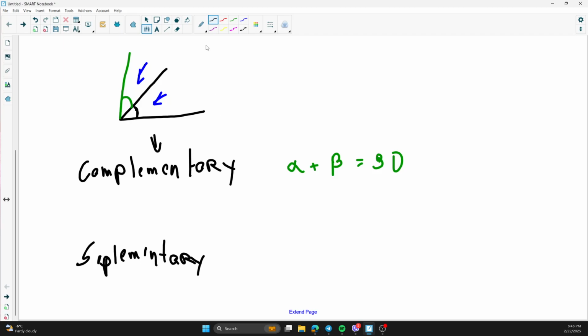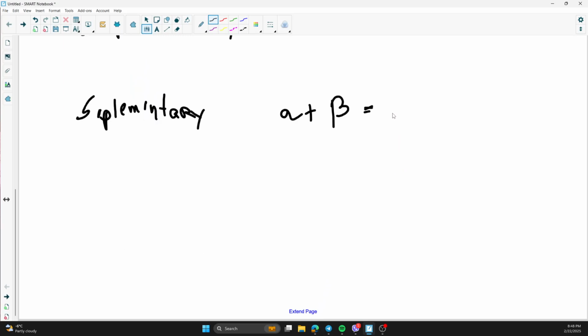the sum of those numbers is supposed to be 180. If you have an angle like this, the supplementary one will be this one, right? So this angle is called supplementary to this one. Okay?